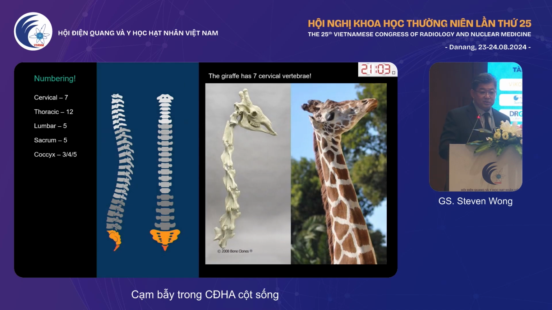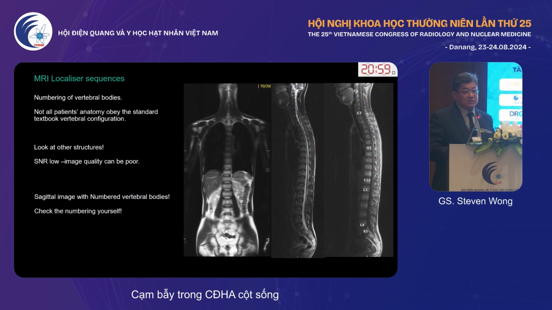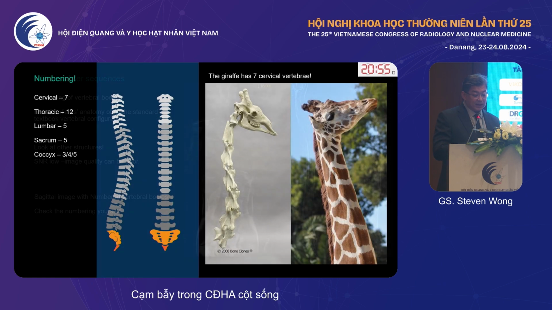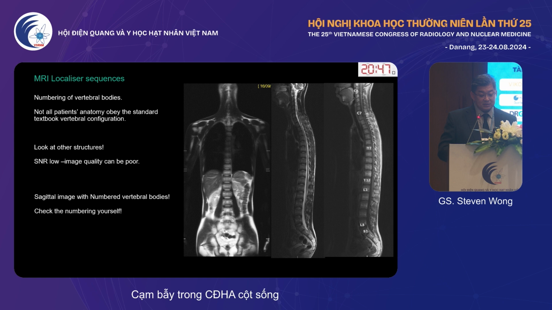Numbering is very important. Unfortunately, most patients don't read the textbooks. They don't know that they're only supposed to have 7 cervical, 12 thoracic, 5 lumbar, 5 sacral segments, and there are also variations. So when you do the numbering, you have to count from C2. We will always do a full whole spine sagittal localizer, as in here, and we will count down from C2 all the way to S1.